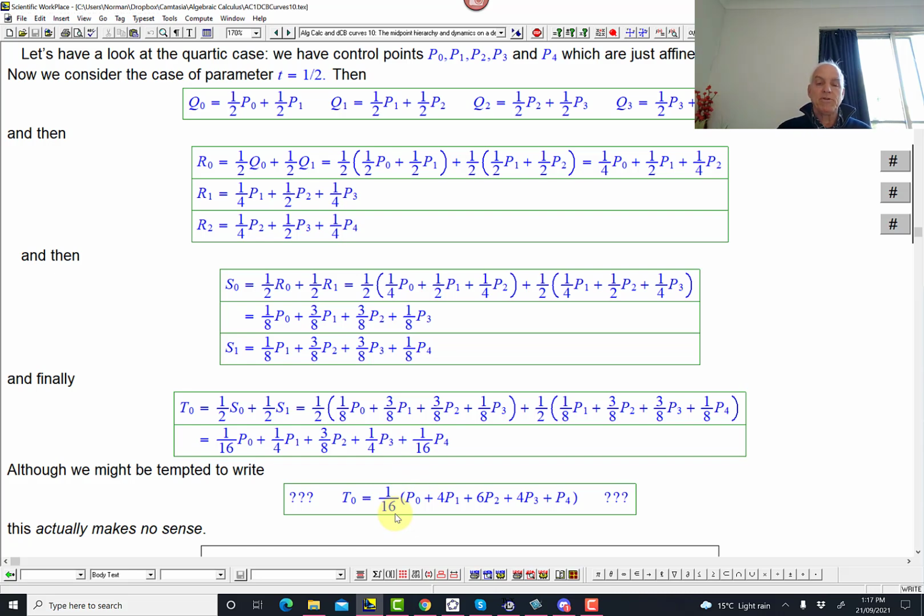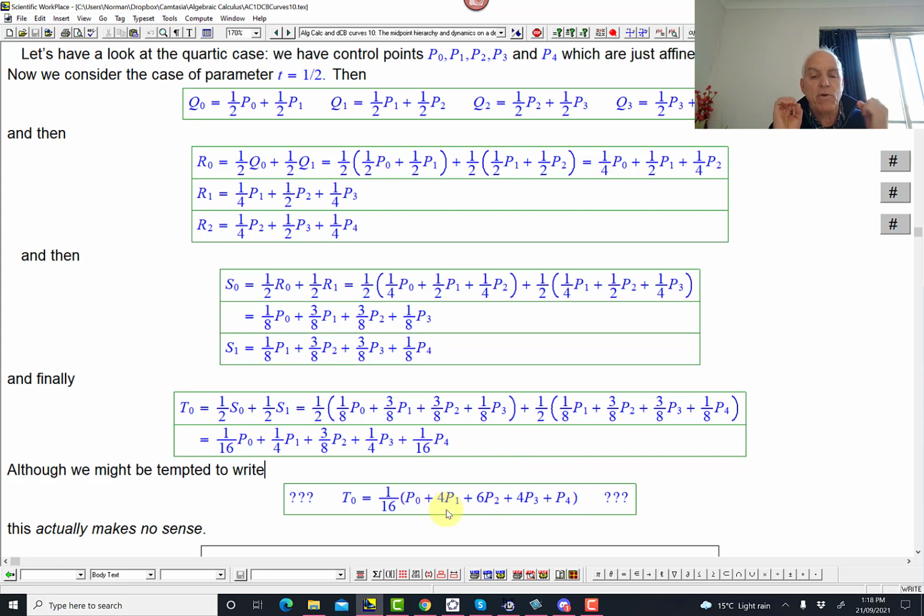Now, you might be tempted to rewrite this, therefore, in this form. Have a look at this. Is this correct? Algebraically, it's correct. It's the same. We just pulled out a factor of 1/16. And now we can more clearly see the binomial coefficients corresponding to 4 arranged there. But I want you to appreciate that this is technically not well defined for us, because we are not able to make sense of the expression P0 plus 4P1 plus 6P2 plus 4P3 plus P4. What's inside the brackets here is not defined.